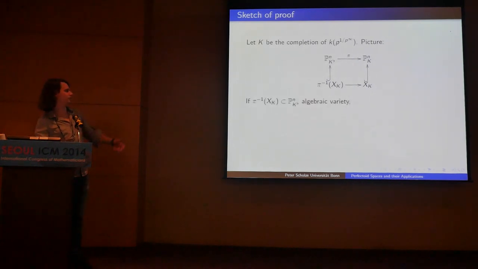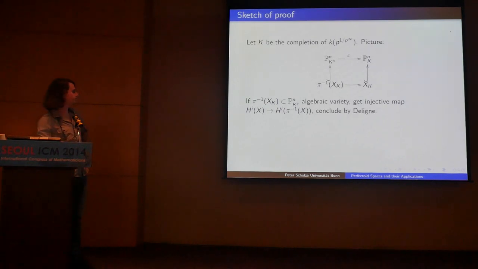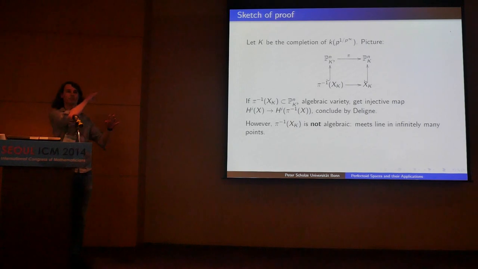And so if this inverse image happened to be an algebraic variety, then it's easy to get a map on cohomology just by pulling back, because you have this comparison of étale cohomology as well. And then you could conclude by Deligne by using the result on this inverse image. Unfortunately, this inverse image is essentially never algebraic, because our map pi is not algebraic. So for example, it meets a line in infinitely many points. So it's some kind of hypersurface of infinite degree. It looks like some kind of fractal in the sky.